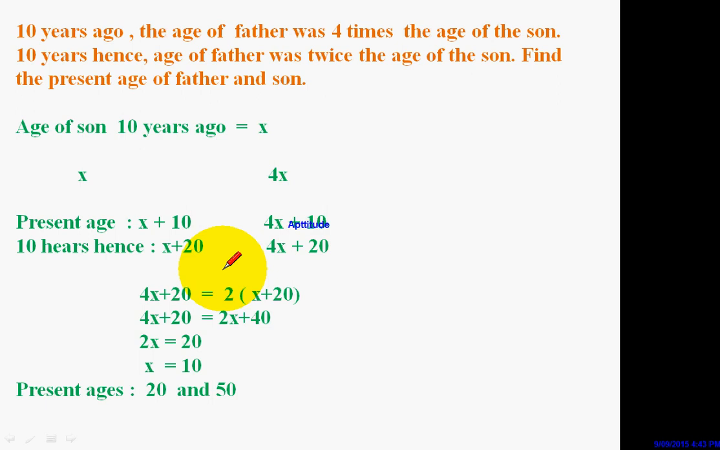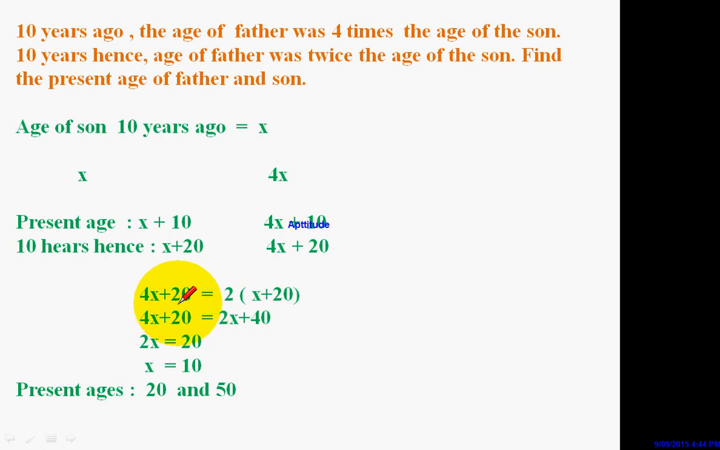And again, there is the hint in the problem that 10 years hence, which means after 10 years, age of father was twice the age of the son. From this point we can frame the equation, right? After 10 years, the present age of the son is x plus 10. Again after 10 years you have to add 10 to this. So x plus 20. After 10 years the age of the father was 4x plus 20. And the clue is 4x plus 20 is equal to twice the age of the son.